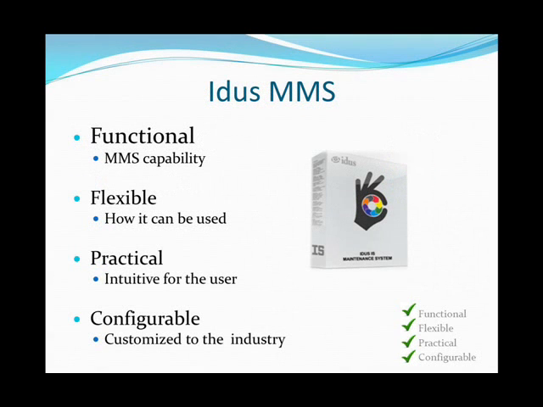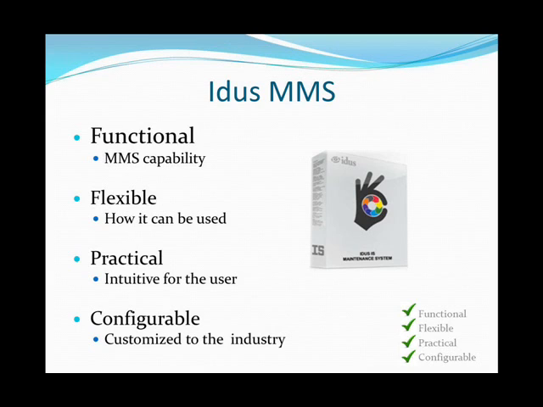So as a recap, Idus, in terms of functionality, is a very functional maintenance management system. Absolutely. Everything is there in front of a user to use, to see, to touch, to enter data, to pull data off of. There's no hunting around looking for information. It's very flexible in the sense that if you don't like what information's there, it can be changed, it can be reconfigured. It's very practical because it's intuitive for the user.